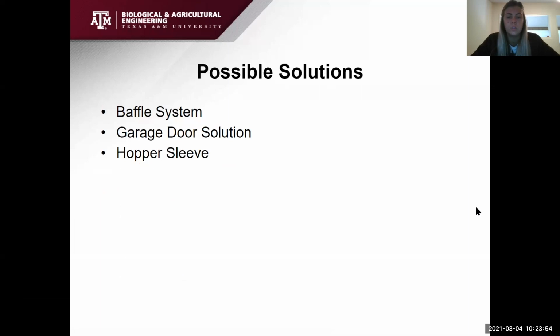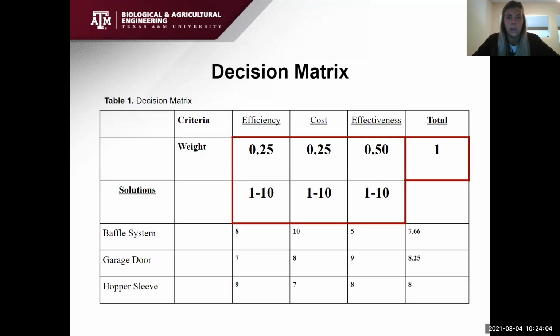Some of the possible solutions we're going to discuss today are what's called a baffle system, a garage door solution, and a hopper sleeve, and we'll go into detail on those shortly. But first, I'd like to show you our decision matrix and explain how we broke these down.